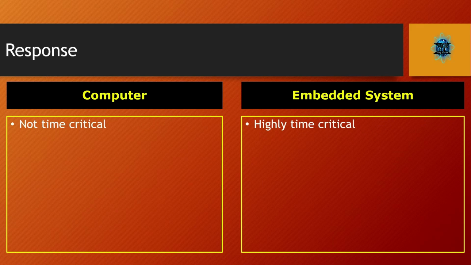The sixth category is response. In case of computer, response requirements are not time-critical. And coming to embedded systems, for certain categories of embedded systems, like mission-critical systems, the response time requirement is highly critical. The seventh category is cost.